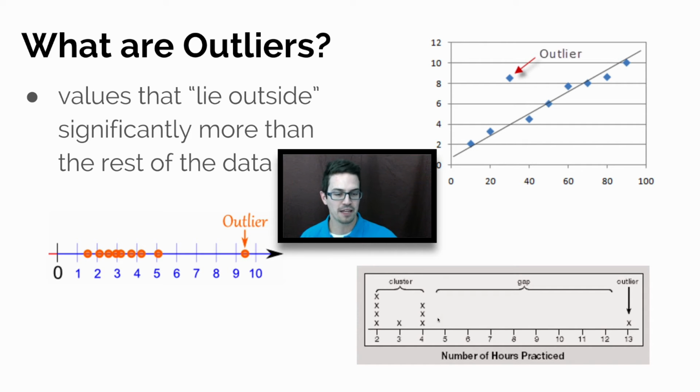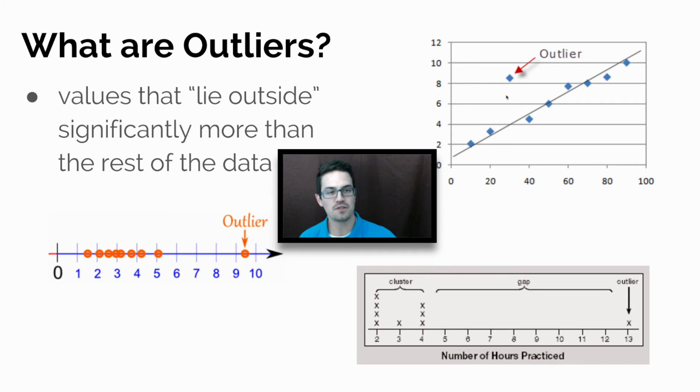Okay, a similar thing is down here in this line plot. It says number of hours practiced. And as you can see, there are 4 2s, 1 3, and 3 4s. And these are all clustered together. And then there's all of a sudden this gap right here from 5 to 12. And then there's an outlier right here, a data point of 113. So there's a 113 value out here, and that would be considered an outlier because, again, it lies outside significantly more than this cluster right here.